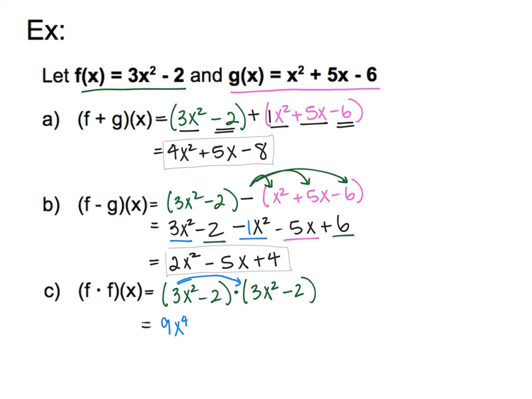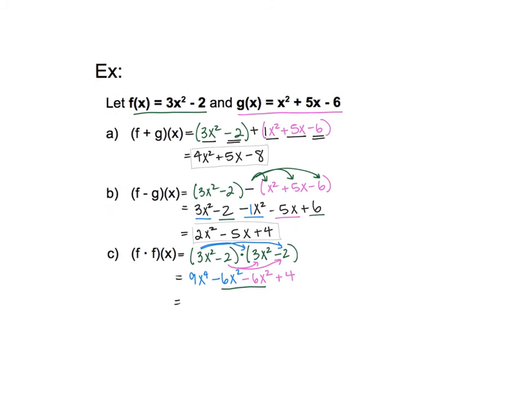Now I'm going to multiply this 3x squared with negative 2. So negative 2 times 3 gives me negative 6. And then I'll put in the x squared down here. And then I have to multiply with the negative 2 in the second term. So negative 2 times 3x squared gives me negative 6x squared. Negative 2 times negative 2 gives me positive 4. So looking at this, it looks like the middle terms are the only like terms here.